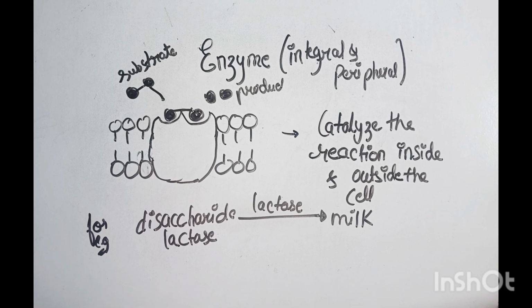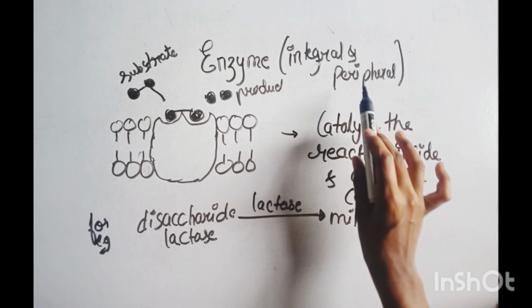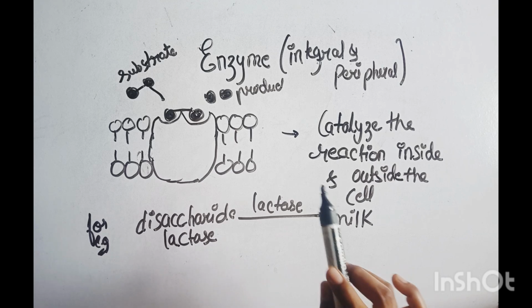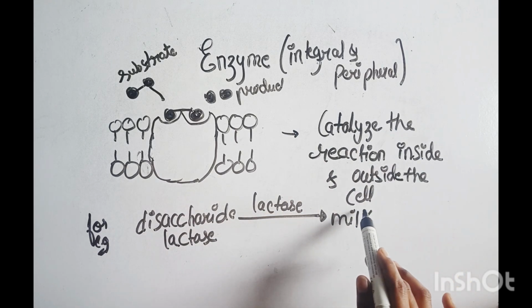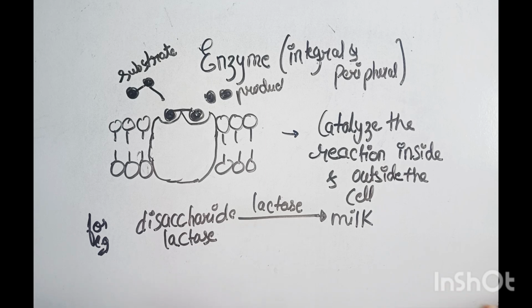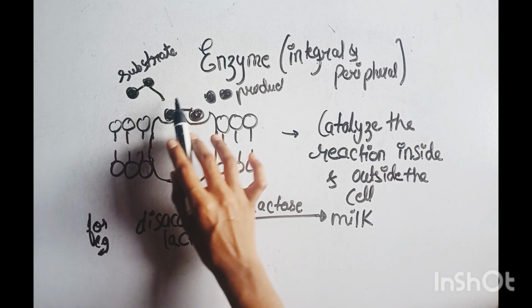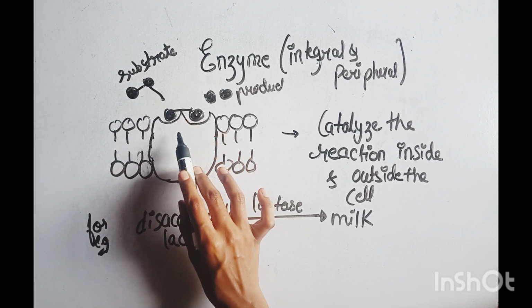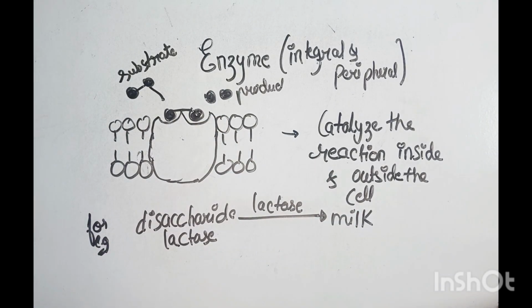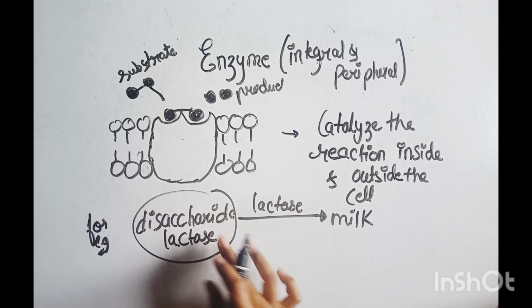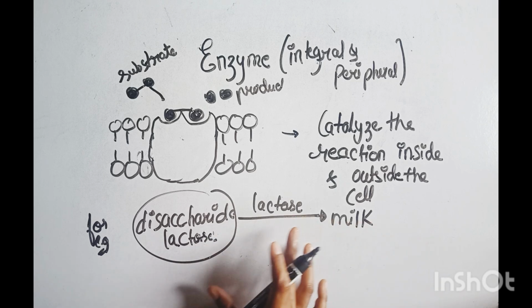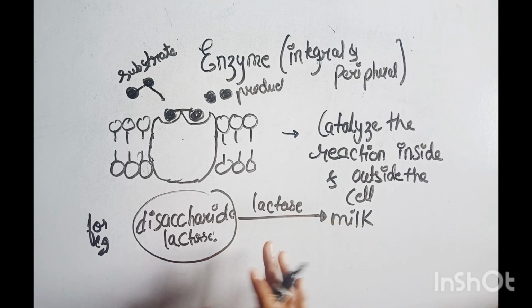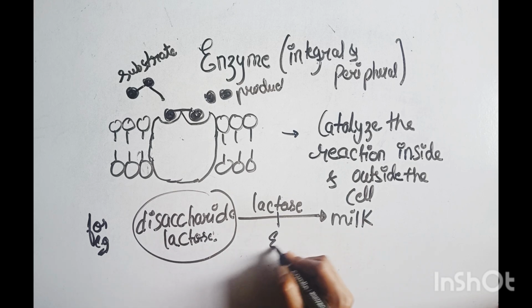Another function is the enzyme. There are so many integral and peripheral proteins which act like an enzyme. What is an enzyme? Enzymes catalyze reactions inside and outside the cell, depending on where the active site is present. Any substrate which binds to this enzyme is converted into the product. For example, the disaccharide lactose in milk is converted with the help of the lactase enzyme.